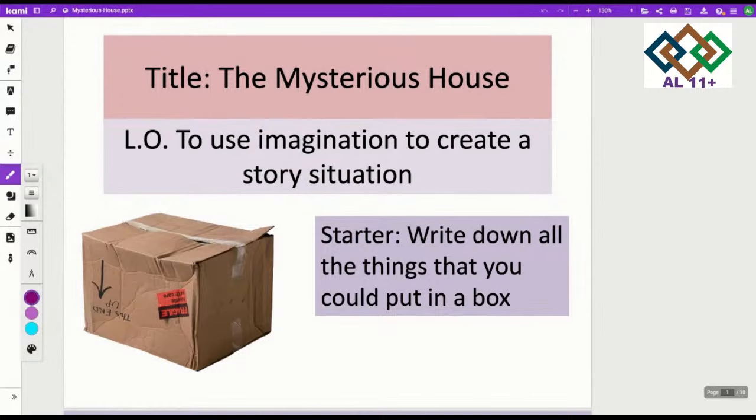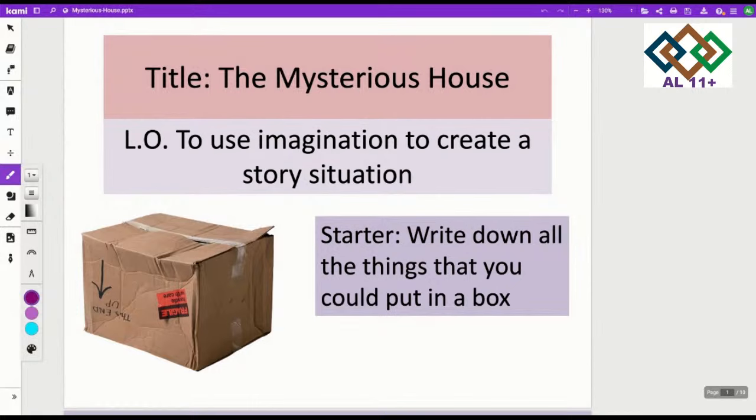So let's see what you guys write down. Now it's your time to do it. This is your topic, so try thinking about what you will write. You want to talk about a baby in this. Write down all the things that you could put in the box. What could you put in the box when you think about this title? So let's see what you are doing.